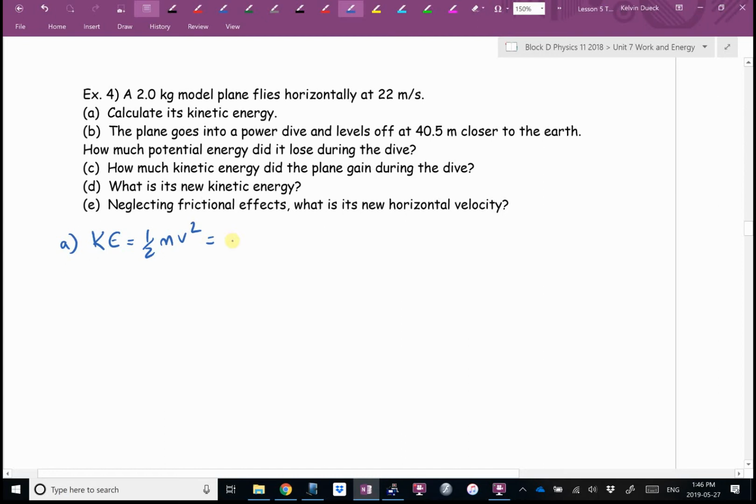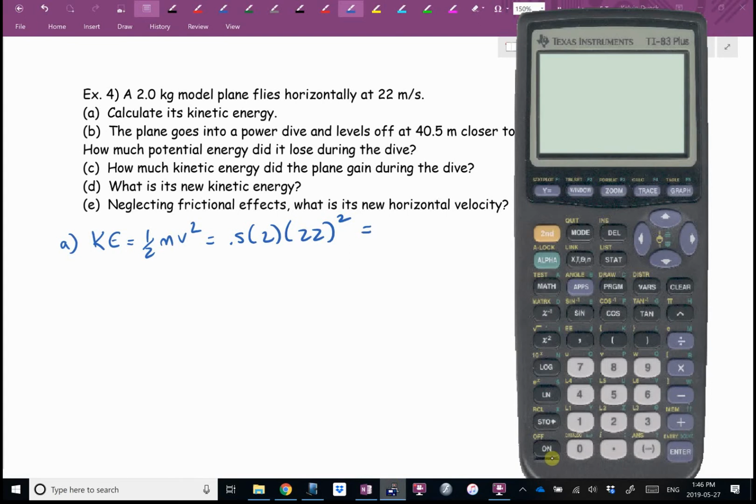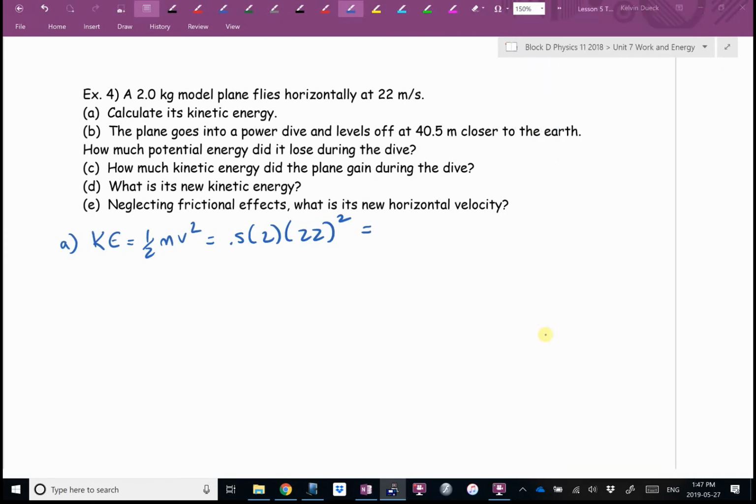Okay. It's going to be 0.5 times 2 times 22. Don't forget the squared. How many joules of kinetic energy does it have? It has 0.5 times 2. Do it clear. 0.5 times 2. I guess I could have skipped that because half of 2 is 1. But, okay. Times 22 squared. Do you get 484 joules? That's how much kinetic energy of motion it has.